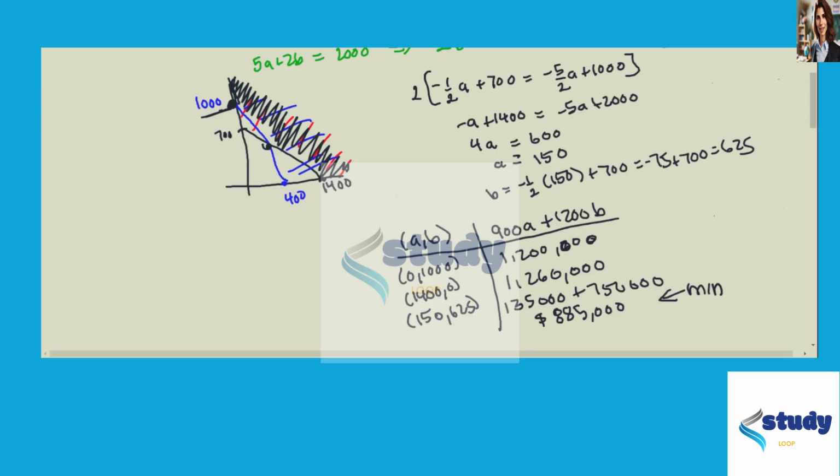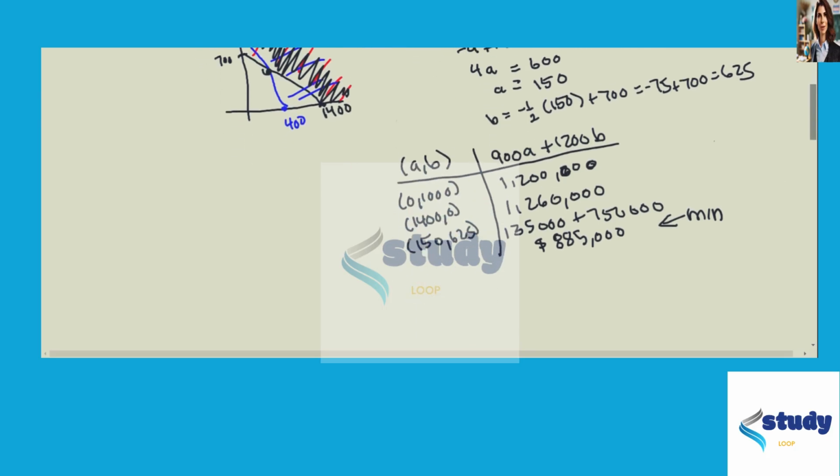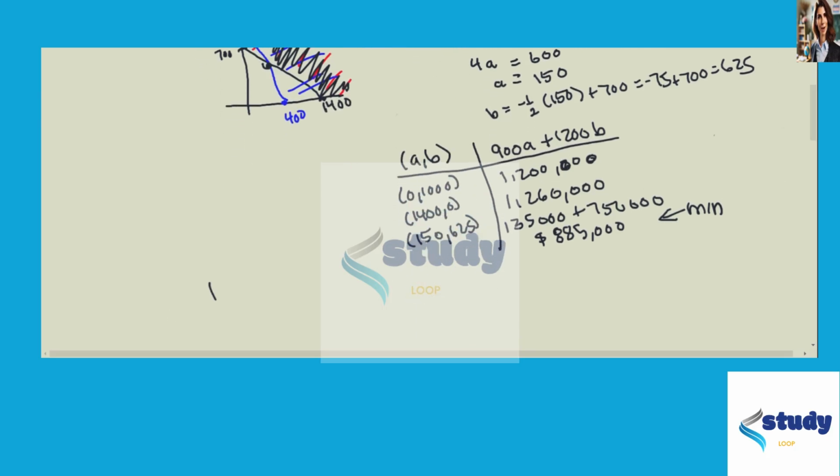So now don't forget to answer the question, how much should we buy? We should buy 150 tons from A and 625 tons from B.